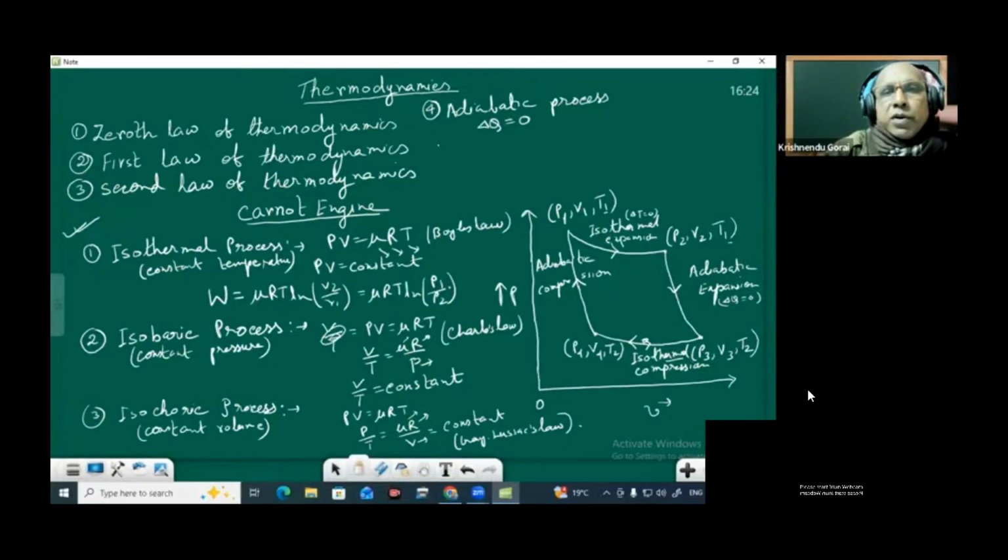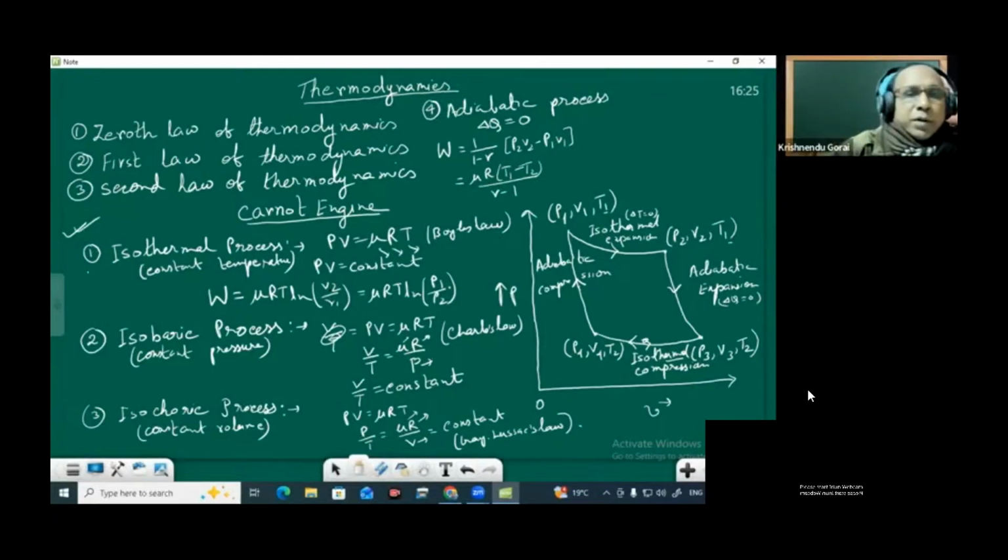Remember all the formulas. W is equal to 1 by (1 minus gamma) into (P2 V2 minus P1 V1), or that may be equal to mu R (T1 minus T2) by (gamma minus 1). These formulas you have to remember, right?